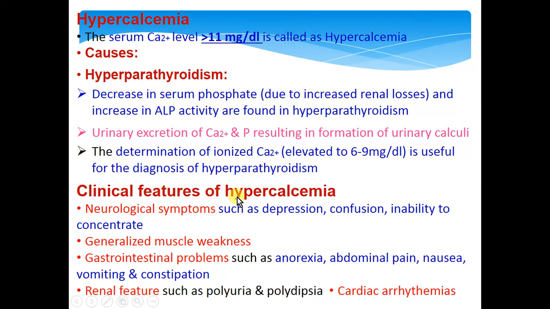Clinical features of hypercalcemia include neurological symptoms like depression, confusion, inability to concentrate, and generalized muscle weakness, and also gastrointestinal problems like anorexia, abdominal pain, nausea, vomiting, and constipation. Renal features include polyuria and polydipsia, and it also causes cardiac arrhythmia, meaning abnormality in the cardiac rhythm.